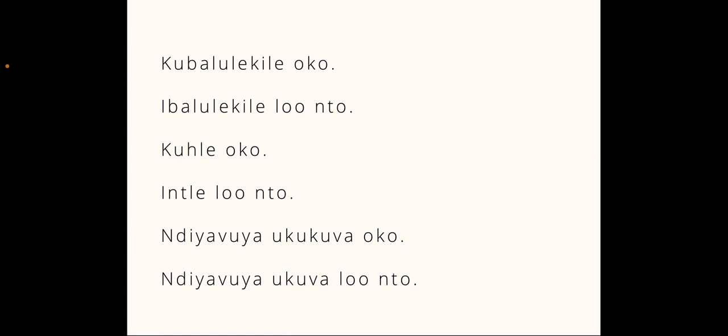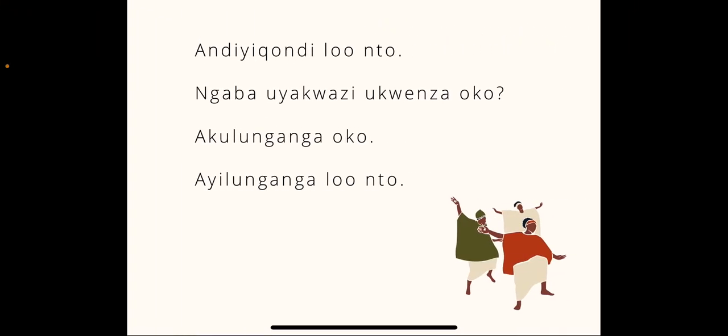Ndiyavuya ukukuva oko. I am glad to hear that. Or ndiyavuya ukuva lonto. I am glad to hear that. Andiyiqondi lonto. I don't understand that. Ngaba uyakwazi ukwenza oko. Maybe you can do that. Could you maybe do that? Ngaba is like perhaps uyakwazi, you are able to, ukwenza, to do oko, that. Akulunganga oko, or ayilunganga lonto. That is not okay.